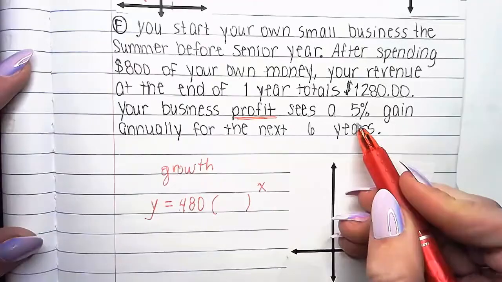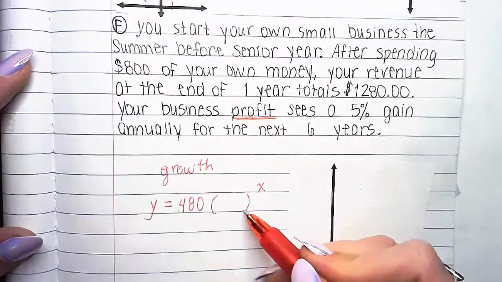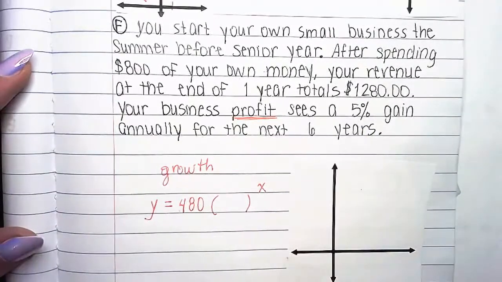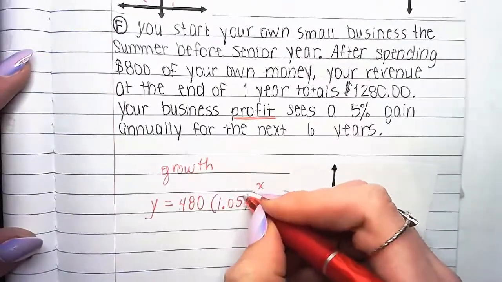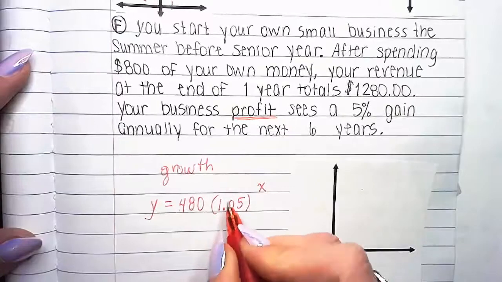If we're going to see a 5% gain, what number goes in the parentheses? 1.05 makes you a big winner this time. That's 105%.